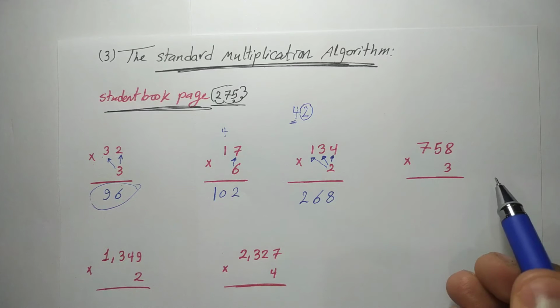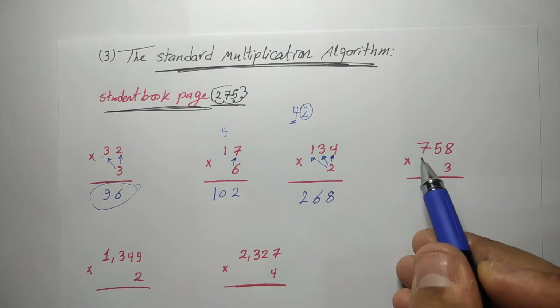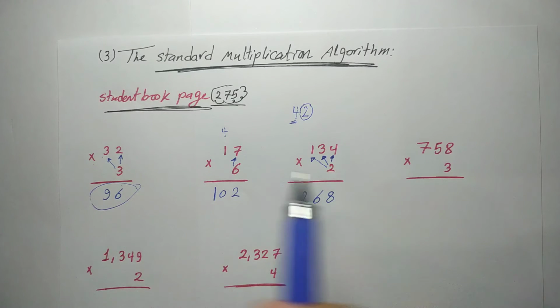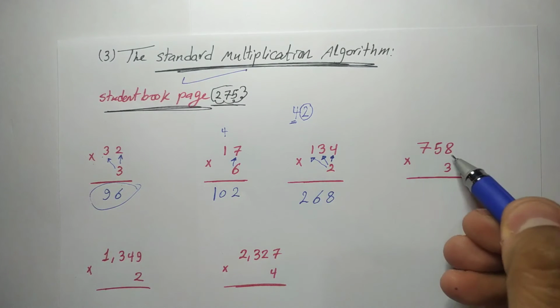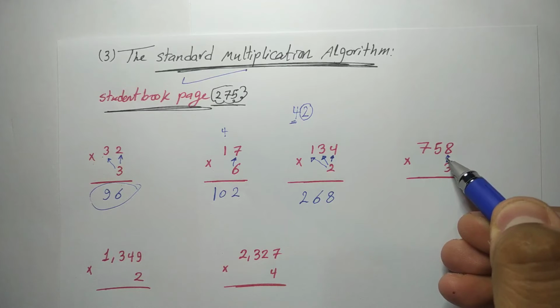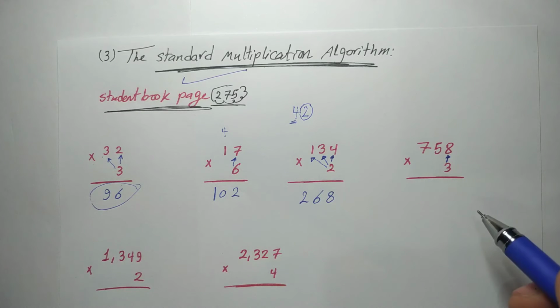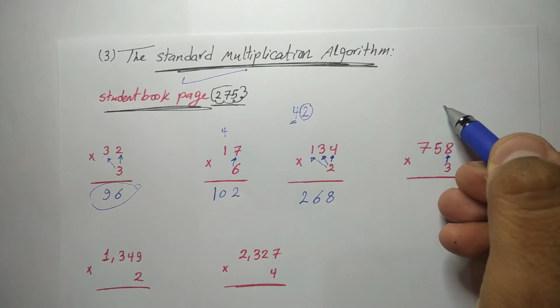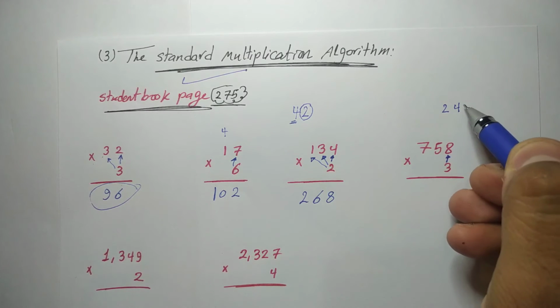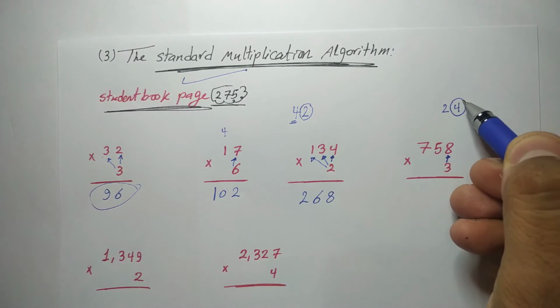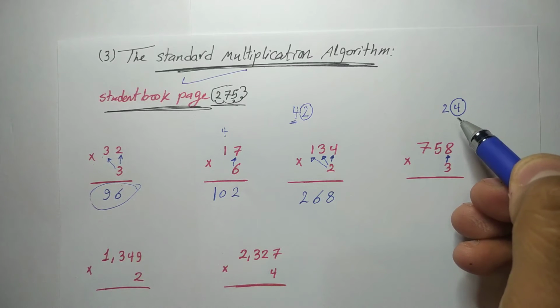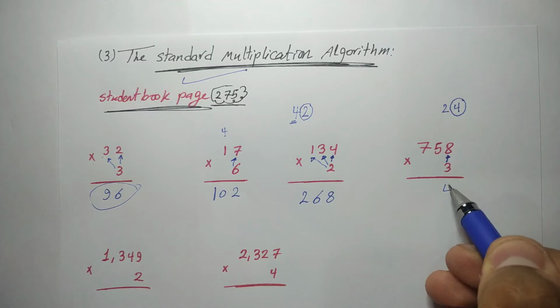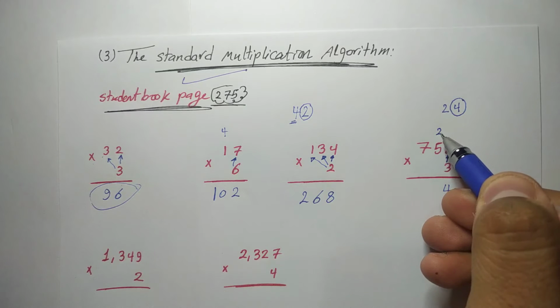Another example, 758 times 3. Start with the 7? No, I'm here in the standard multiplication algorithm, so I will start from the ones. 3 times 8, it will be 24. I will write the 4 because it's in the ones place, and carry up 2.